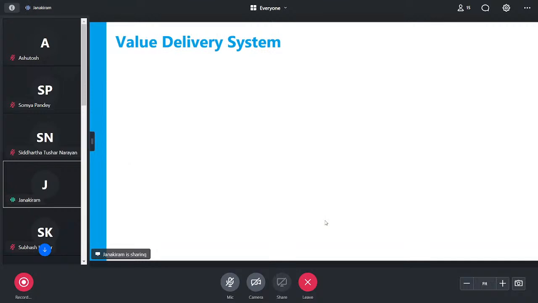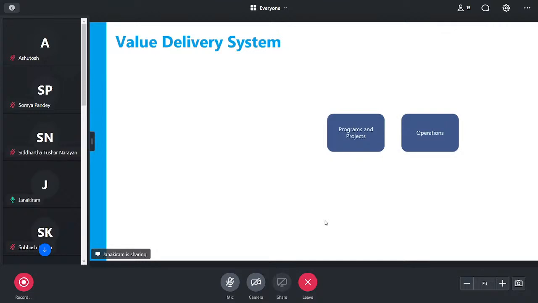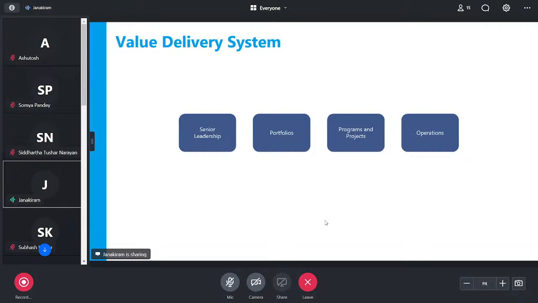So if you take a typical organization, we have programs and projects. We know that, and then these programs and projects, most of the times, they end up as operations. Whatever they deliver, they may end up in operations that are repetitive, day-to-day operations. And then these programs and projects, depending on the size of the organization, they do report to portfolios or they are consolidated under portfolios. And finally, we have the senior leadership, right, that governs everything around portfolios, programs, and projects.